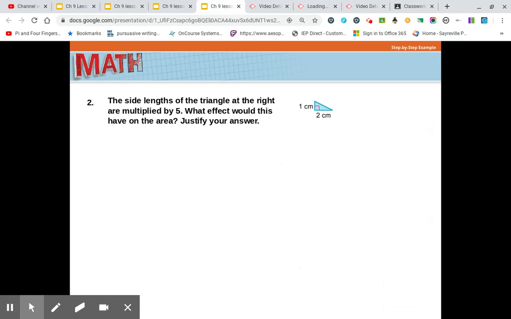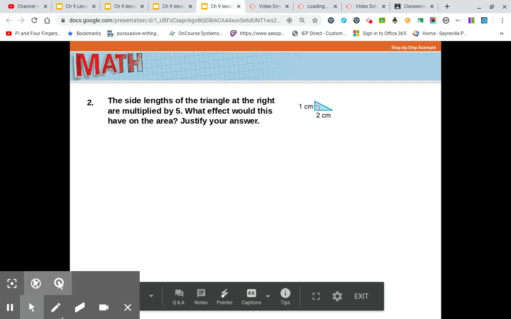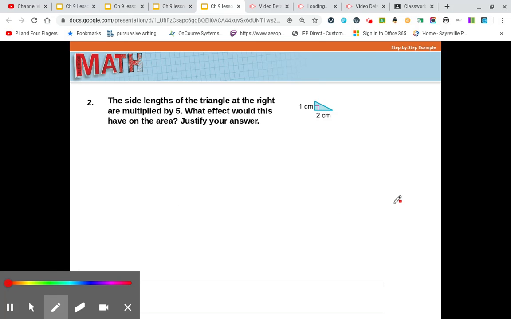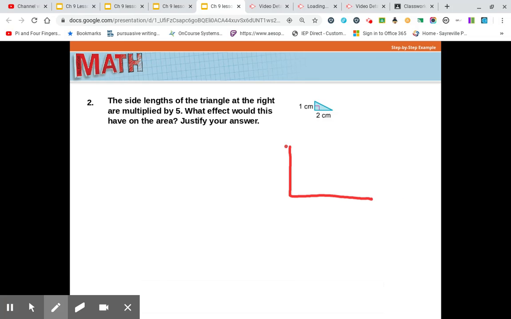So the side lengths of the triangle at the right are multiplied by 5. So it's literally telling you you're multiplying this side by 5 and this side by 5. So again, I'm going to get my little drawing tool and let me try to draw a triangle for you guys. And I'm going to multiply this by 5. 5 times 2 is 10. So the new length of this side is 10. 5 times 1 is 5. So the length of this side is 5. And remember, we always need our units, so 5 centimeters. And we can even draw our right angle because this is a right triangle.